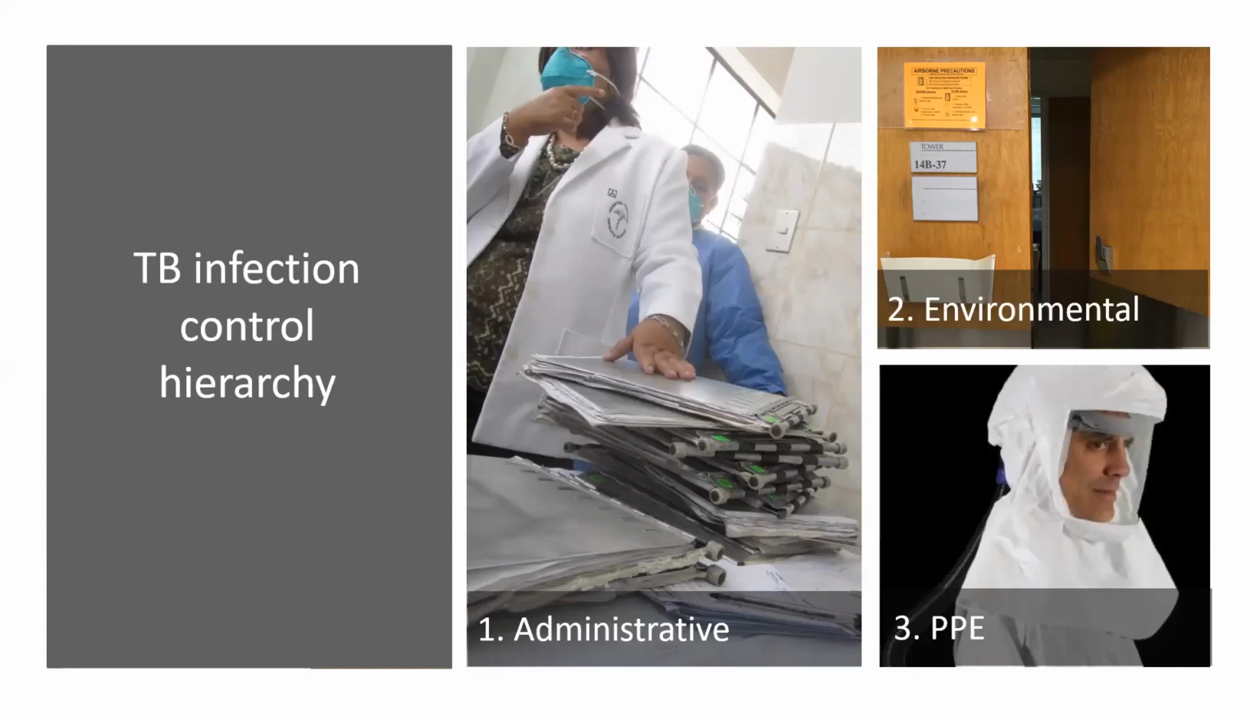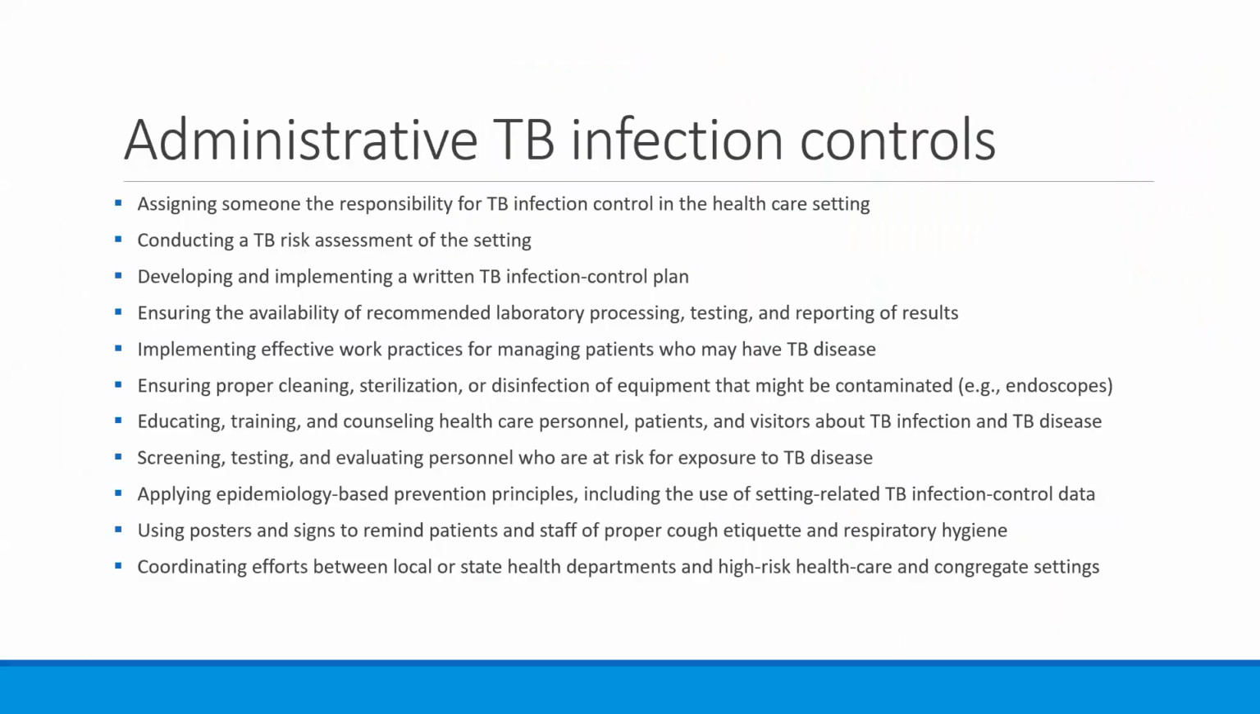All right, so I'm going to talk a little bit more about administrative controls. So this is a list of administrative TB infection controls. They're all on the managerial side. Some of them are focused on, first of all, setting up structures within health facilities to control TB infection. So assigning someone the responsibility for TB infection control, conducting TB risk assessment in the setting, developing and implementing a written TB infection control plan, ensuring availability of recommended laboratory processing, testing, and reporting of results. So these are all managerial.